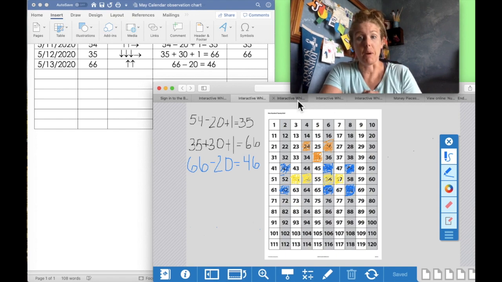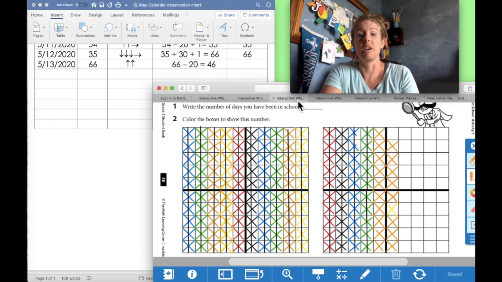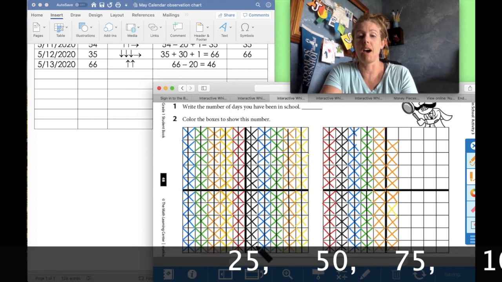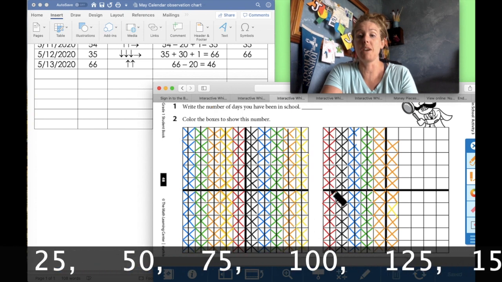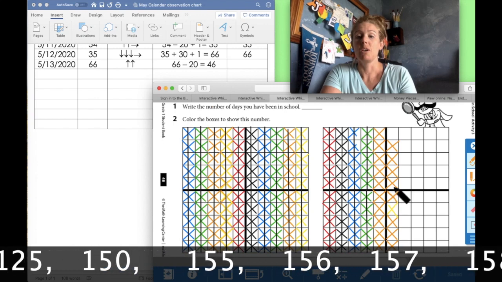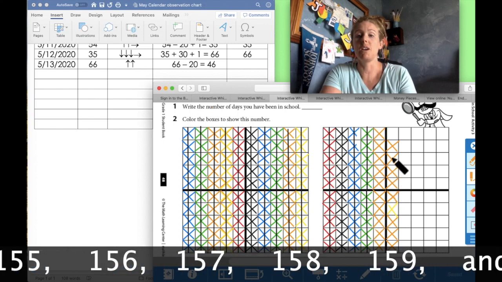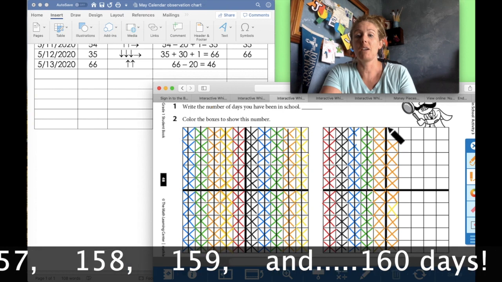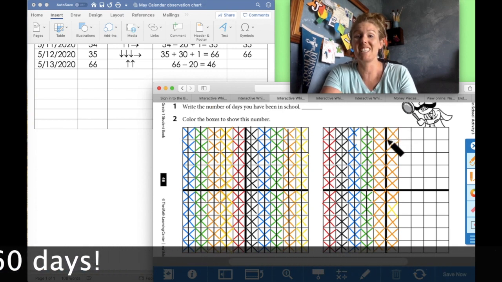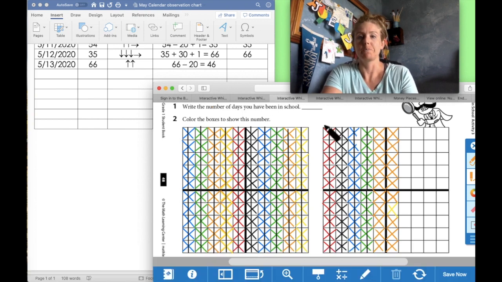And talking about learning and how many days, we are on to our days of school. Let's count by 25s. 25, 50, 75, 100, 125, 150, halfway up, 155, 156, 157, 158, 159, and one more today, boys and girls, is 160 days of learning. Oh my goodness, that's so many.